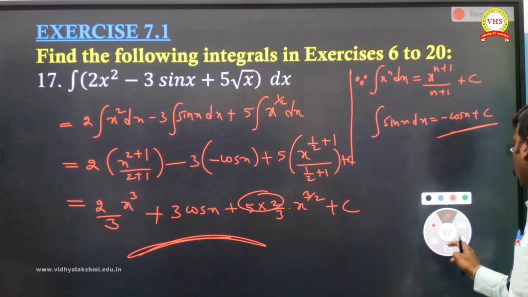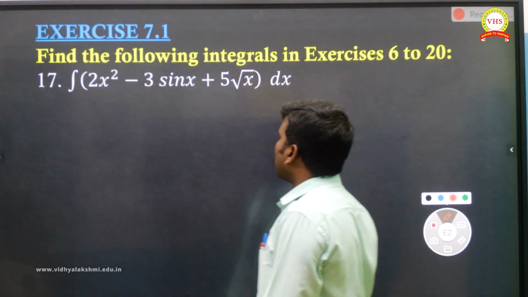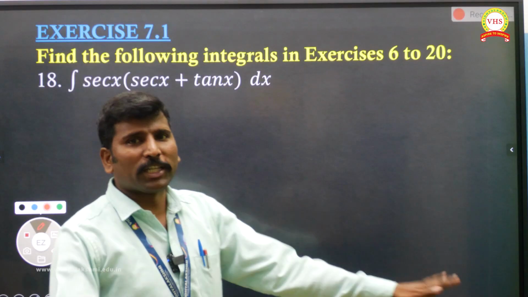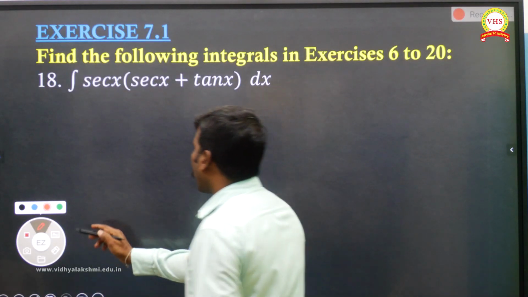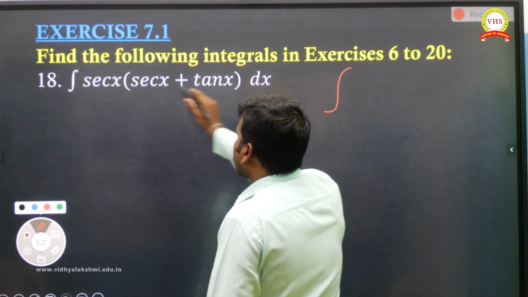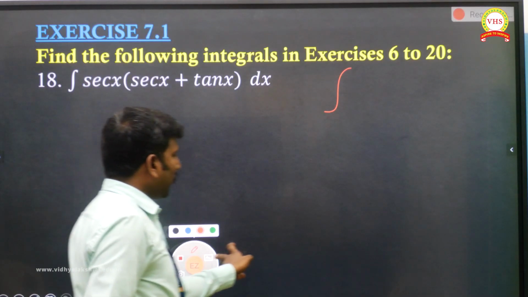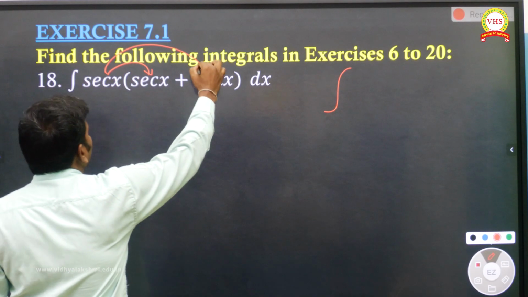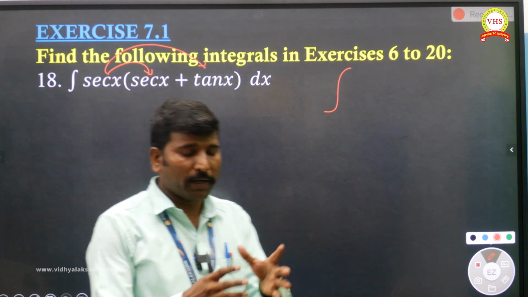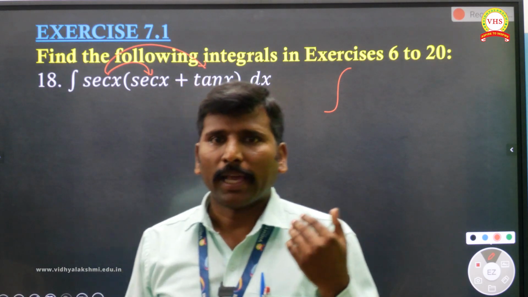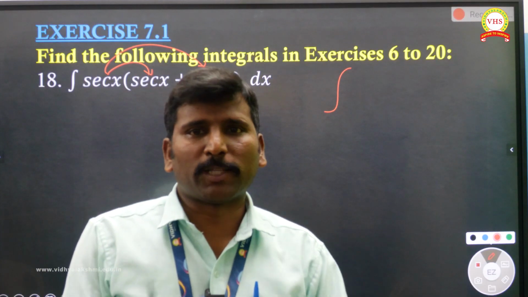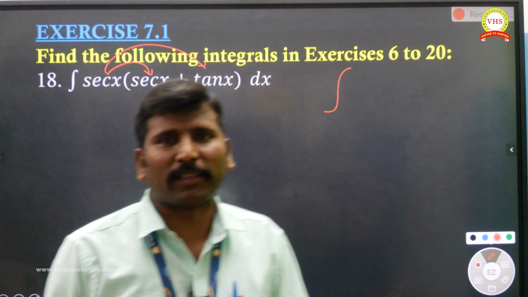Okay. Now we'll go to question number 18. Next, and this is fully a trigonometrical function. Have you noticed it? So what formulas do we have here? Separately we have them, but they gave them in a multiplication. So what do you do? Better you multiply. Anything in the integral, two functions, either algebraic or trigonometric or exponential, better you multiply. That is safe.